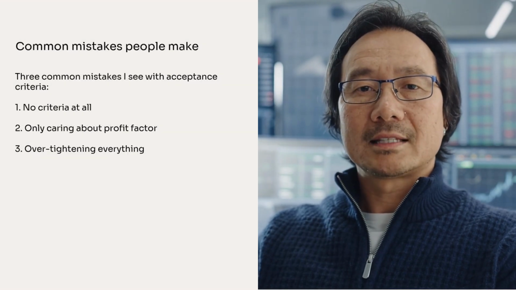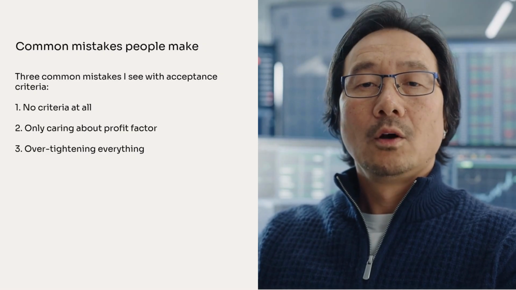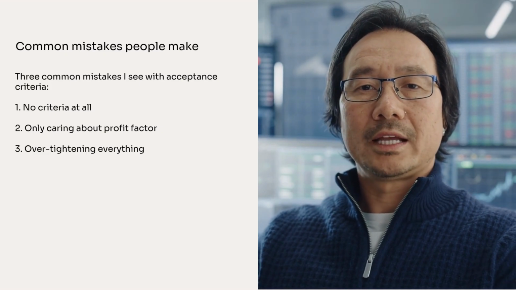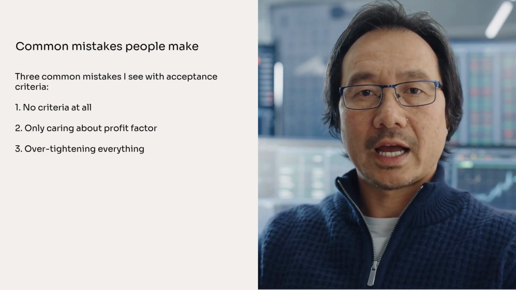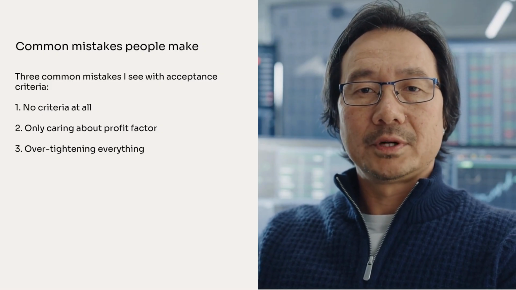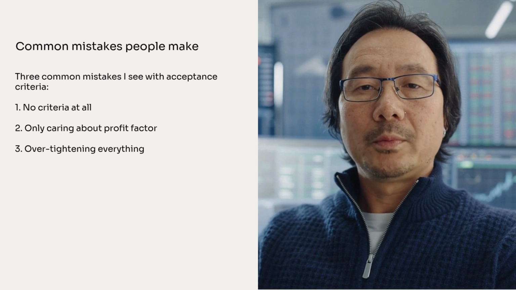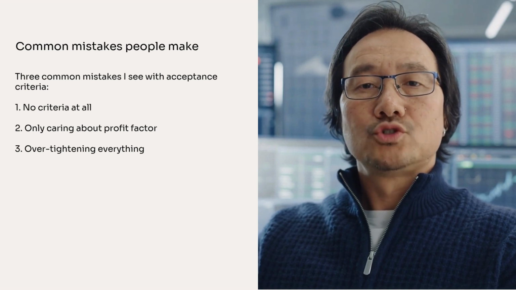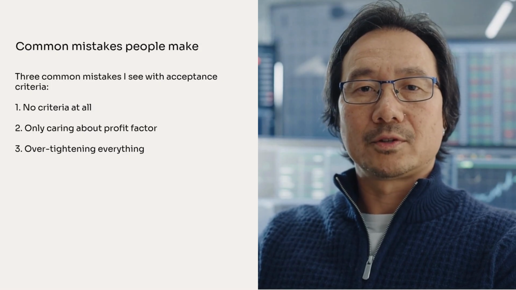3 common mistakes I see with acceptance criteria. 1. No criteria at all. Just eyeballing curves and picking what looks nice. That's how you end up emotionally attached to curve-fit trash. 2. Only caring about profit factor. PF 3.0 on 20 trades with a horrible equity curve is not impressive. PF without R squared, drawdown, and trade count is half the story.